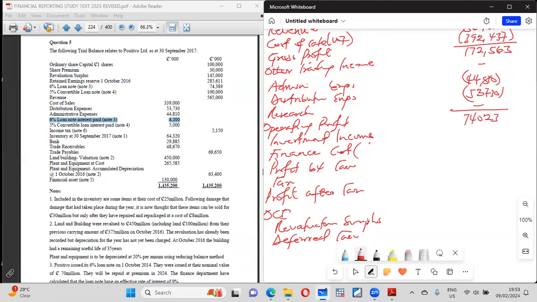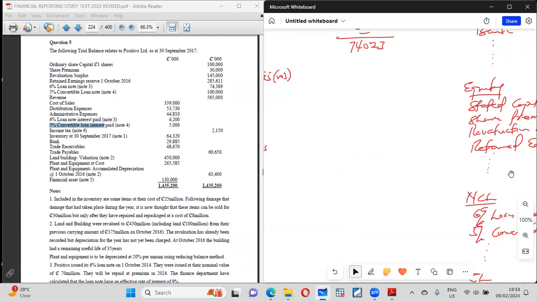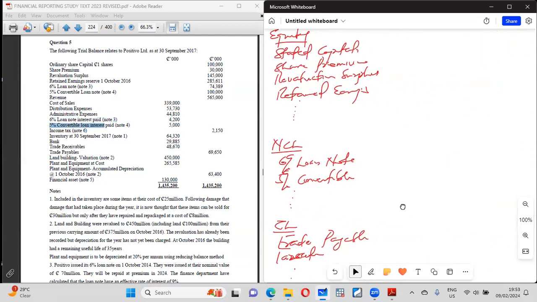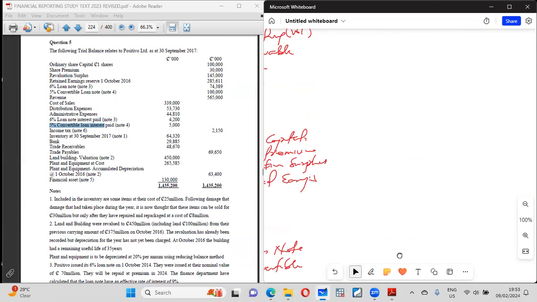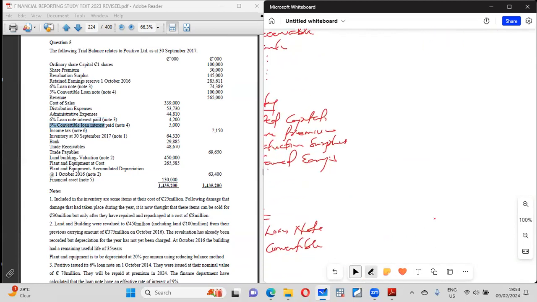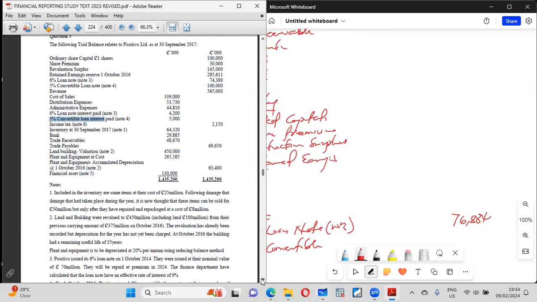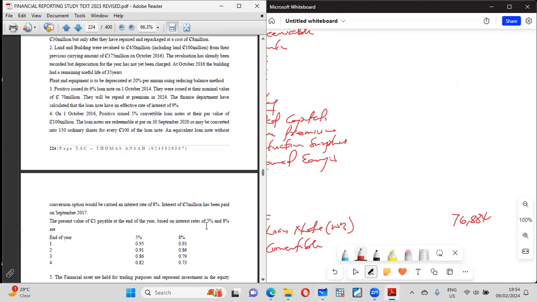So from my workings 3, I have 6,695. There is another one, so there might be another finance cost. So you just pause on that. But you know that the value of your 6% loan note in the balance sheet is 76,884, from workings 3. Right away, we are done with note 3. We found the two figures going to their respective places.